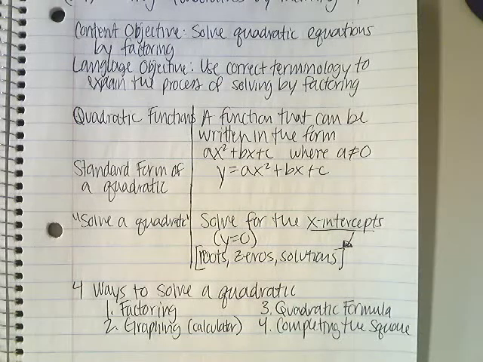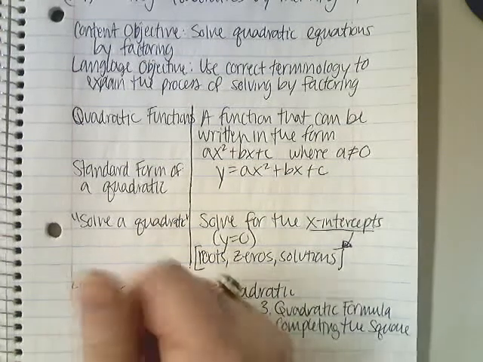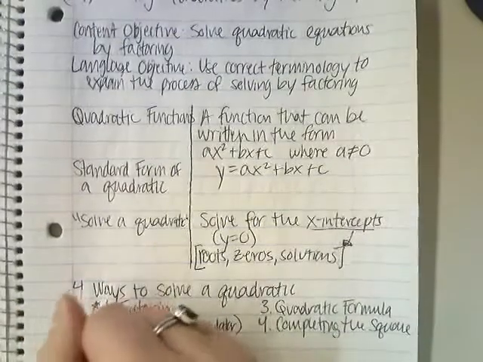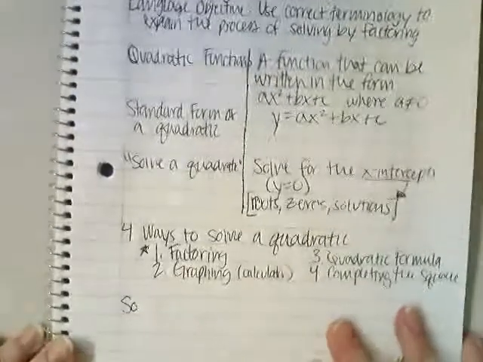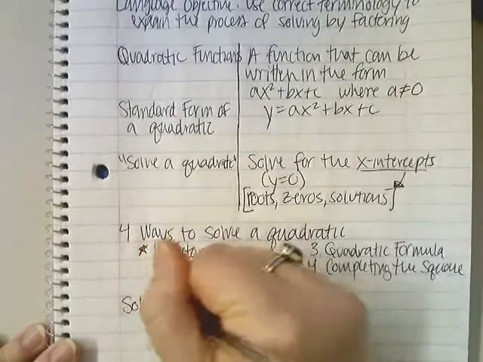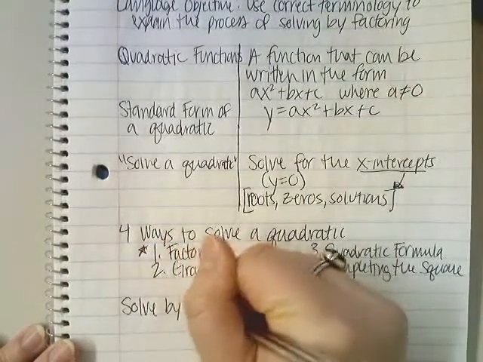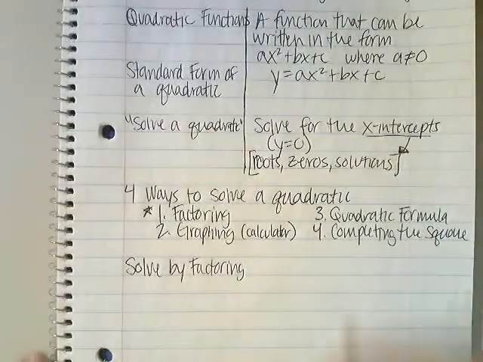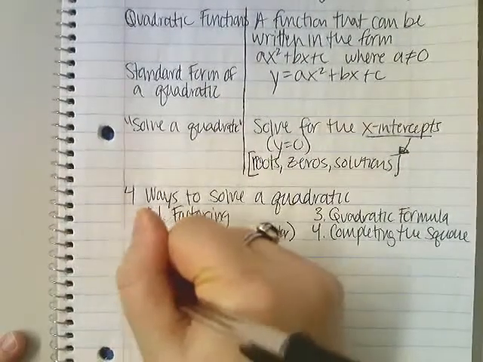So these are the 4 different ways you can solve a quadratic. Just like there are 4 ways to solve a system of equations, there are 4 ways to solve a quadratic. Today we're focusing specifically on factoring. So to solve by factoring, I'll move this up so you guys can see it, there's an important concept we need to touch upon. It's called the zero product property.